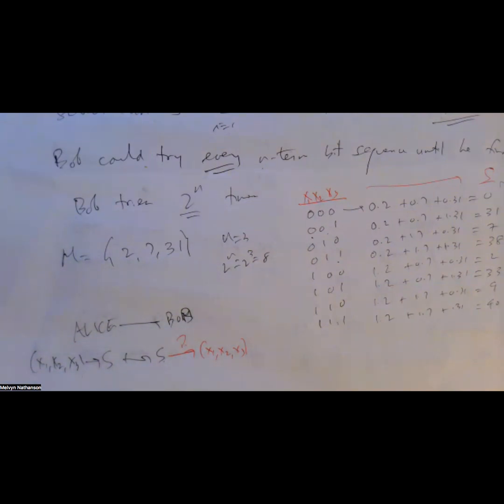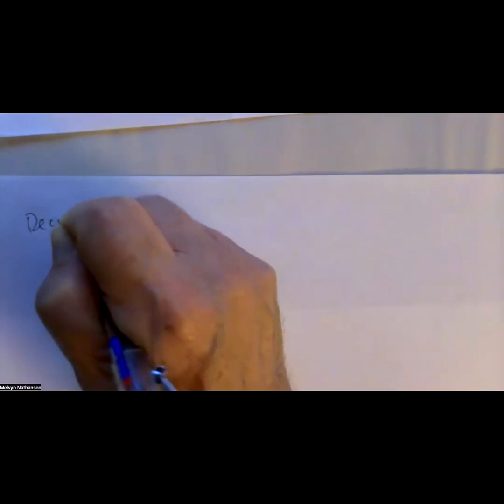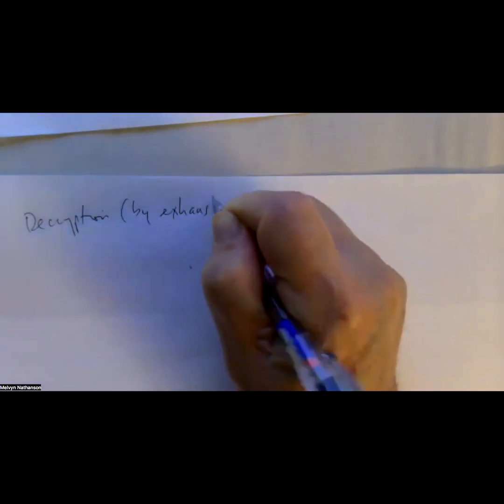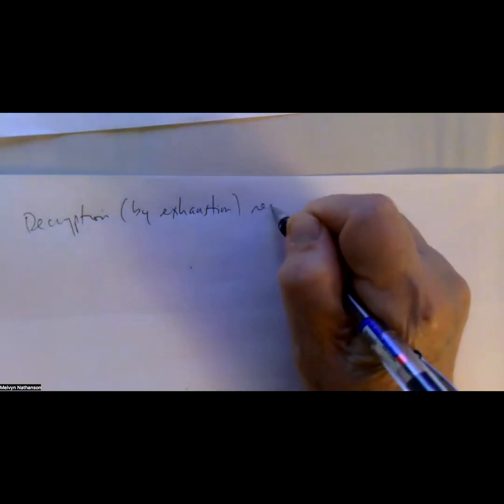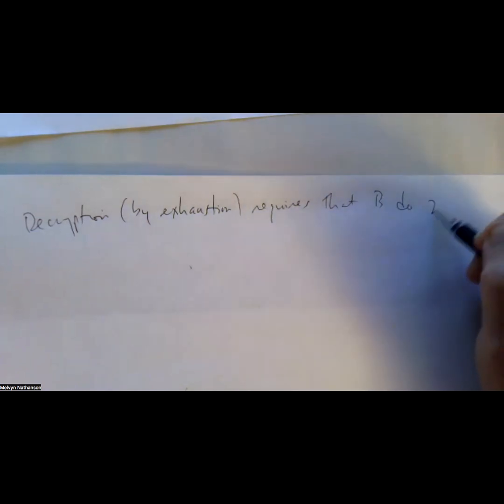So S will be unique, right? Whatever she sent, that will be unique. Well, you want to pick M so it's unique, yes. But how many steps does it take Bob to solve the problem? 2 to the n. So decryption, if you're doing it by exhaustion, requires that Bob do 2 to the n calculations.